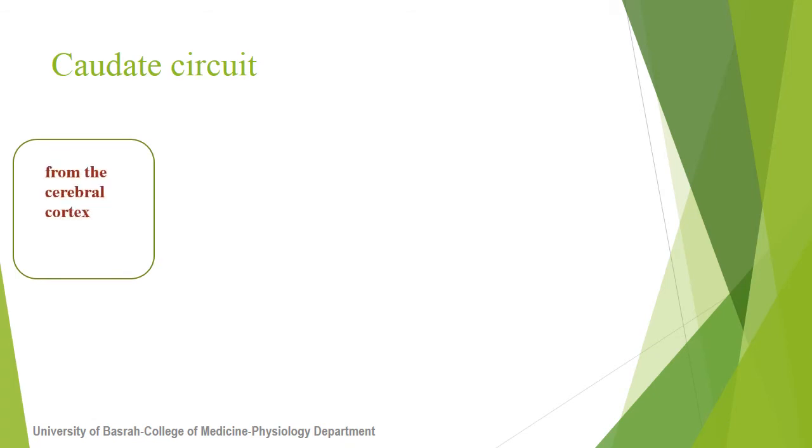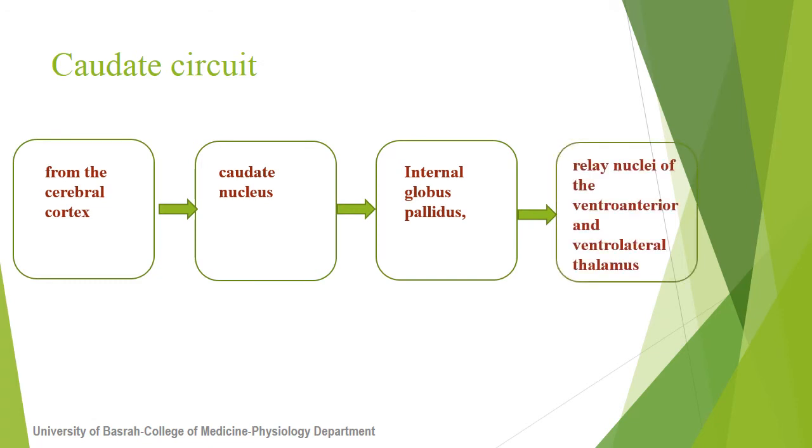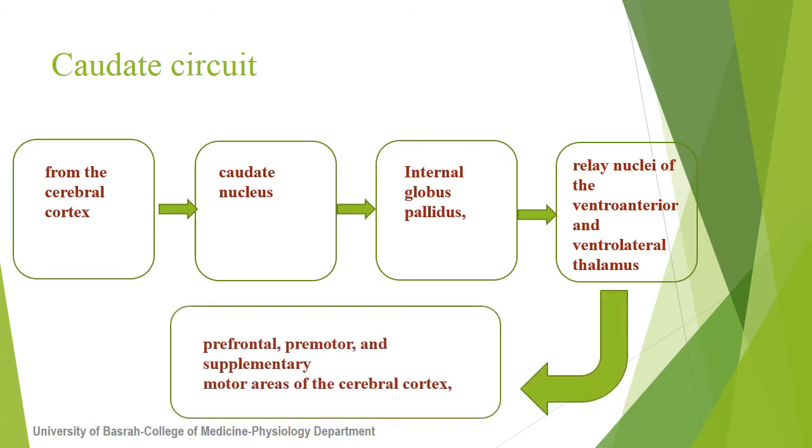It will start from the cerebral cortex. We will not specify the site because it will take projection from most of the cortex, because of its extending shape. Then it passes to the caudate nucleus, so it's called the caudate circuit. And then it will pass again to the internal portion of the globus pallidus. This is the same as in the putamen. And also from there, it will pass to the relay nuclei in the ventroanterior and ventrolateral part of the thalamus to pass again to the cerebral cortex.